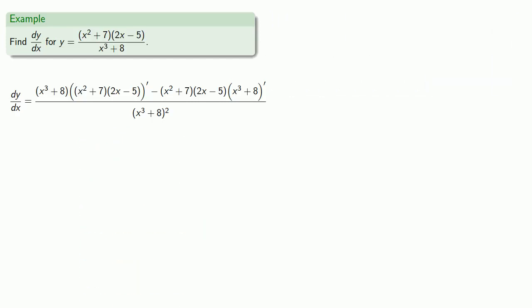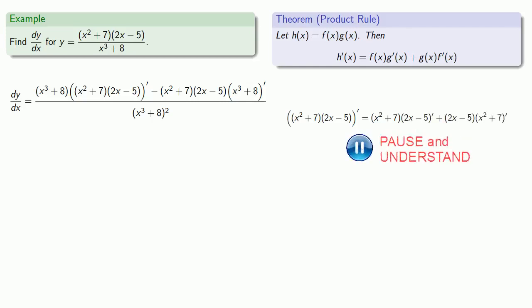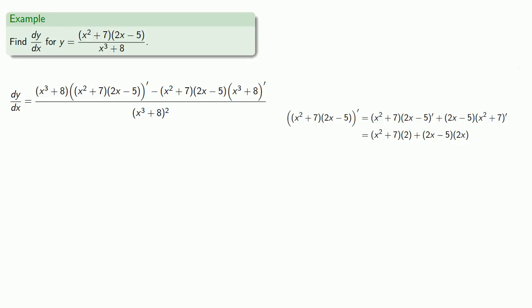So now we want to find the derivative of this expression, which is a product, so we'll use the product rule. First times derivative of second plus second times derivative of first. But now we need to fill in the derivative of 2x minus 5 and x squared plus 7. And we get this as our derivative. We also need the derivative of x cubed plus 8, so we'll differentiate that. And we'll substitute in our values to get our final form of the derivative.